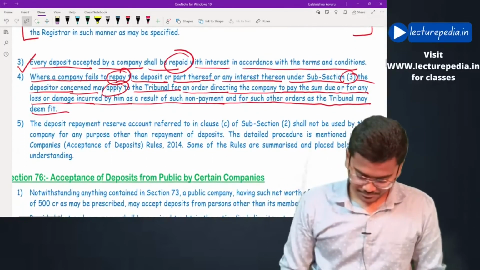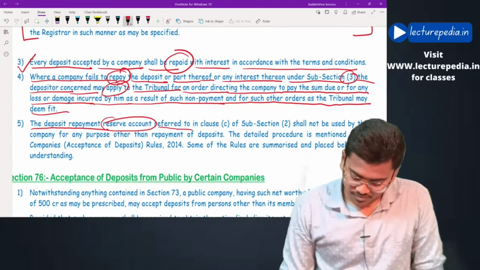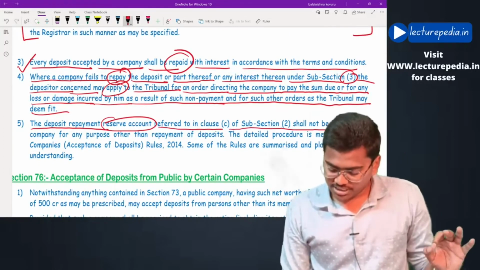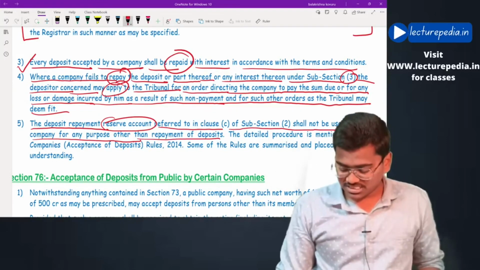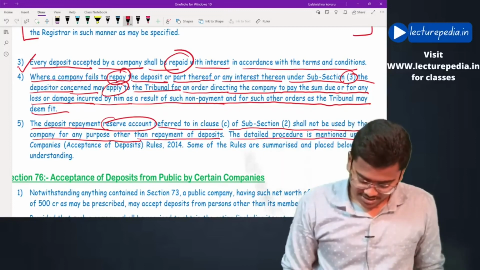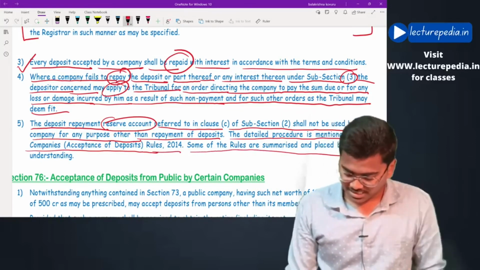Next, the deposit repayment reserve account referred to in clause C of subsection 2 shall not be used by company for any purpose other than repayment of deposits. The detailed procedure is mentioned under company's acceptance of deposit rules 2014. Some of the rules are summarized and placed below for the understanding.